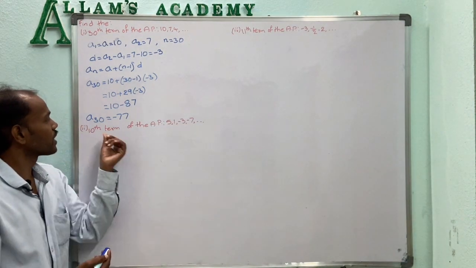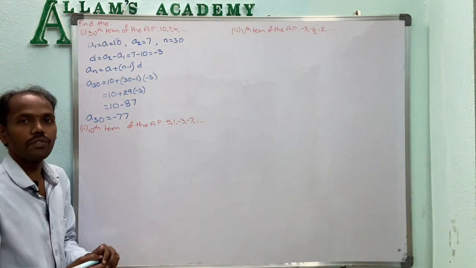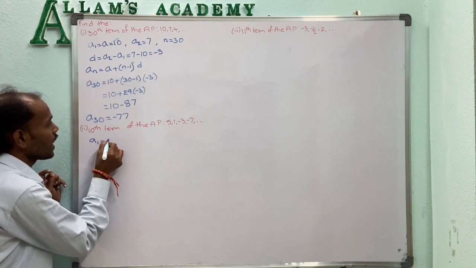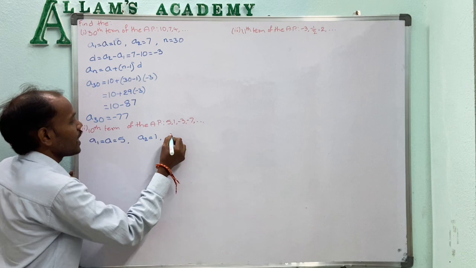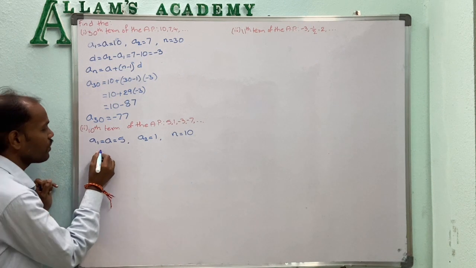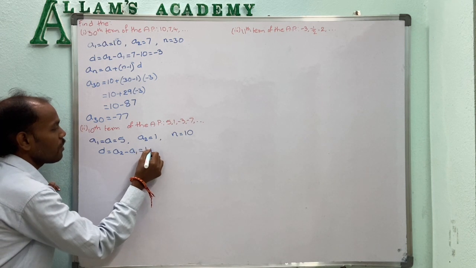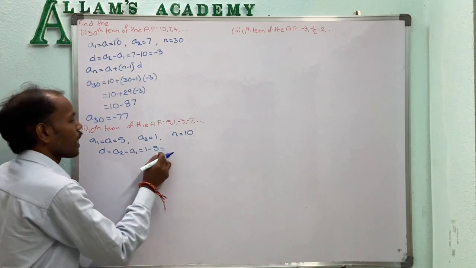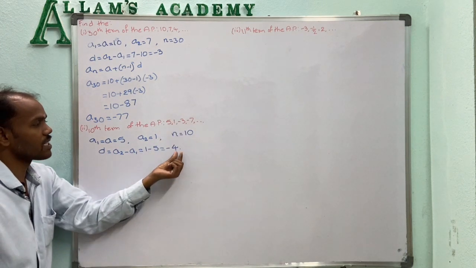Next, we have to find, for the series 5, 1, minus 3, minus 7 and so on, the 10th term. For that series, the first term a is given as 5, the second term a2 equals 1, and n is equal to 10. Now we find the common difference d equals a2 minus a1, that means 1 minus 5. The second term is 1 and the first term is 5. So 1 minus 5 is nothing but minus 4. So the common difference of the series is minus 4.